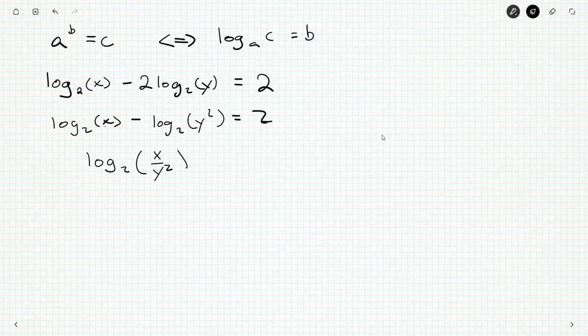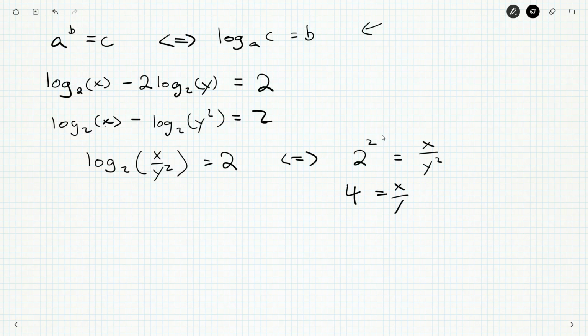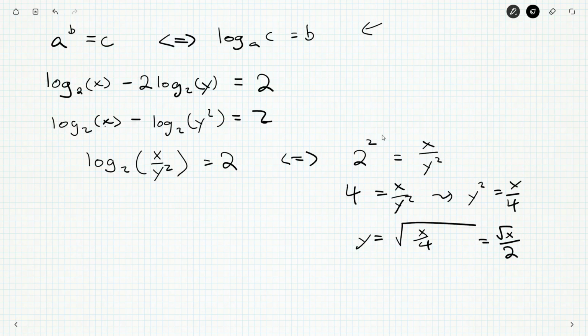So it's x over y squared equals 2. And now I've got a statement like the one up here, so I can transform it into 2 to the 2 is equal to x over y squared. Okay, so that's really just 4 is equal to x over y squared. And I will rearrange that to y squared is x over 4. And we will say y is the square root of x over 4. Or you could say square root of x all over square root of 4 is 2. That would be fine. Lots of options here.